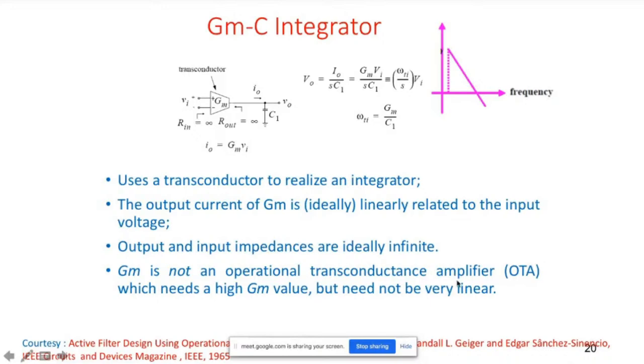If I am using it as an OTA, then the gm is required to be large. Otherwise you can have a smaller transconductance cell.